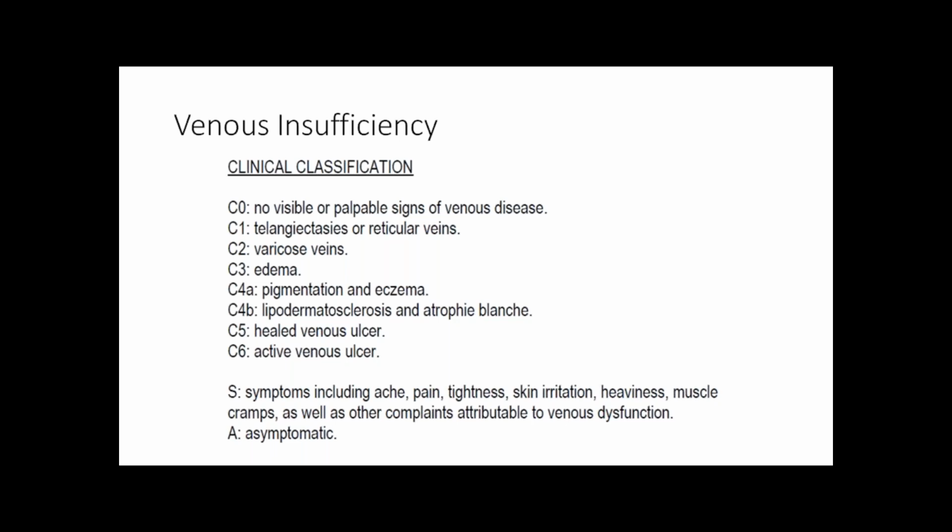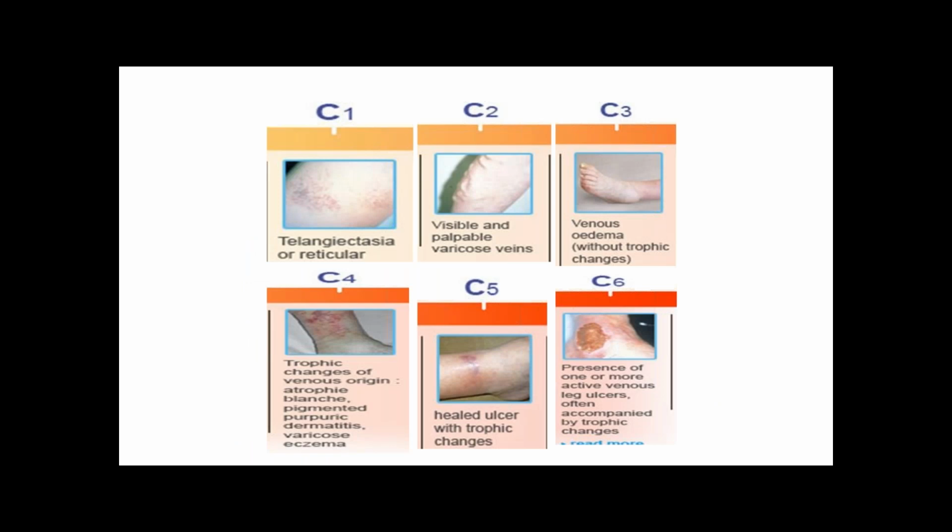C5 is a healed venous ulcer. Atrophie blanche is nothing but white patched areas seen around the ankle region. C6 is the active venous ulcer. Symptoms include dull ache, pain, tightness, skin irritation, heaviness, muscle cramps, as well as other complaints attributed to venous dysfunction. A is asymptomatic, S is symptomatic. These are some clinical diagrams which show this. Here the diagram is not that clear.